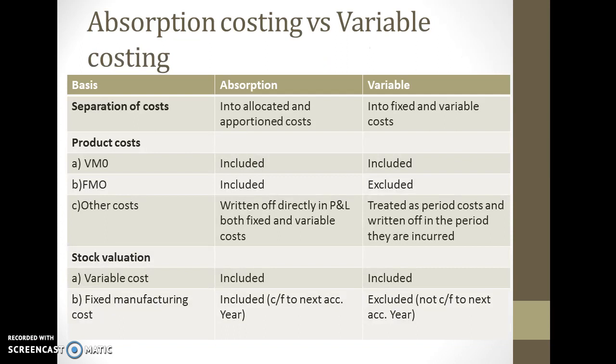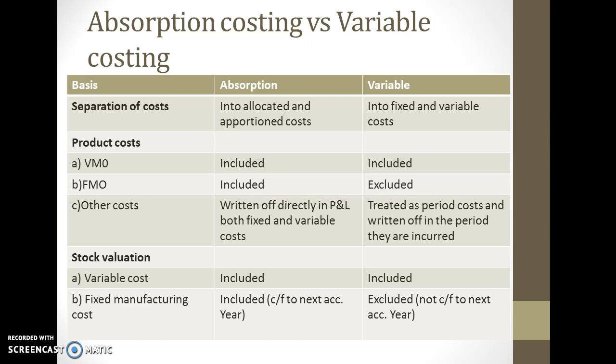Now the main differentiation between absorption costing and variable costing. The first basis of difference is separation of costs. Absorption costing makes sure the costs are separated into allocated and apportioned costs. However, in variable costing, segregation is made into fixed and variable costs.